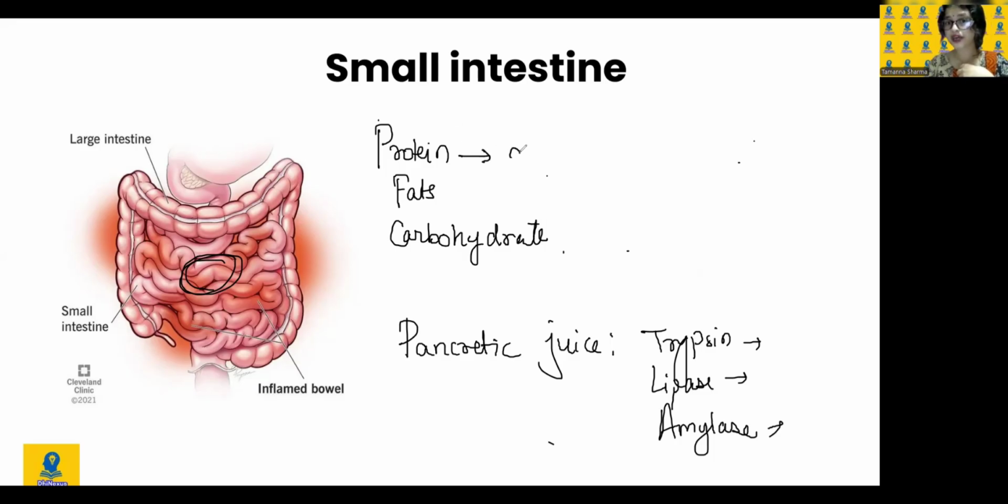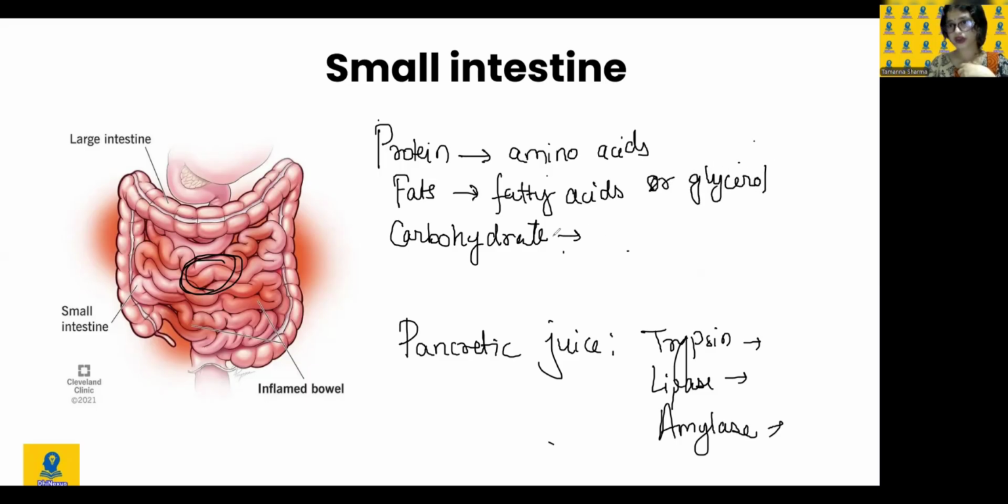So protein will be converted into amino acids. Fats will be converted into fatty acids and glycerol. And carbohydrate will be converted to glucose. Please remember this, it is important. Protein to amino acids, fats to fatty acids, carbohydrate to glucose. Now they are completely broken down, completely digested.